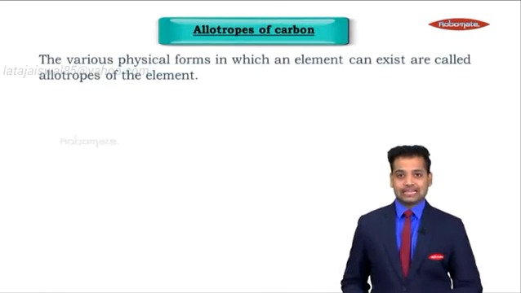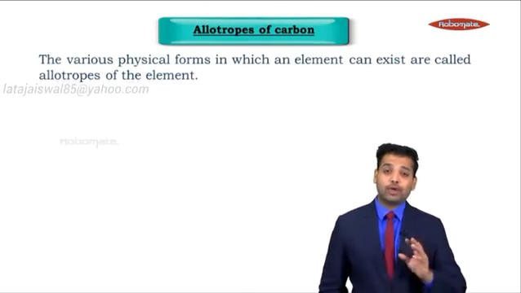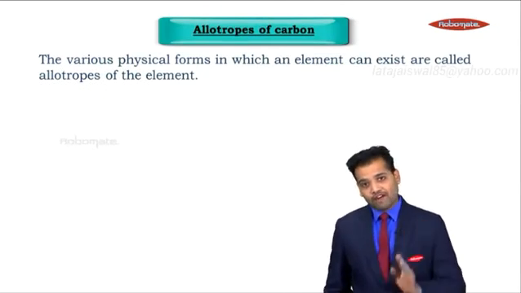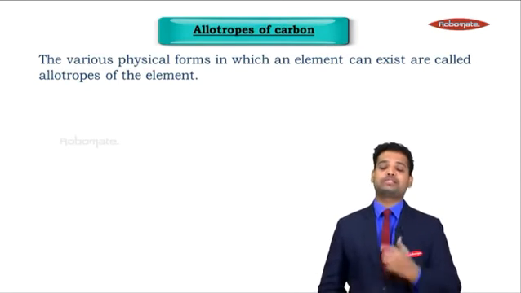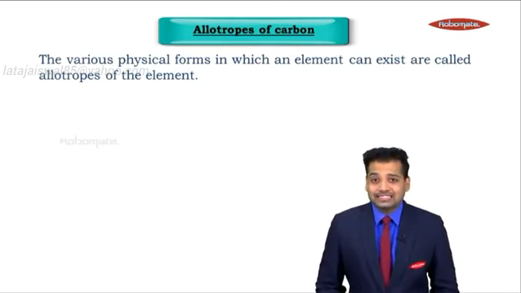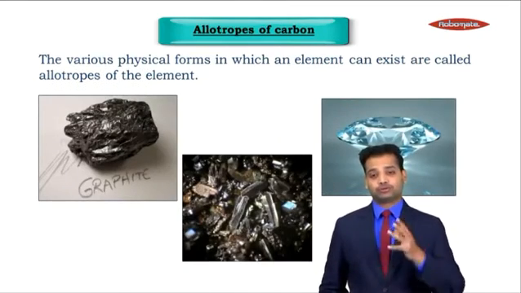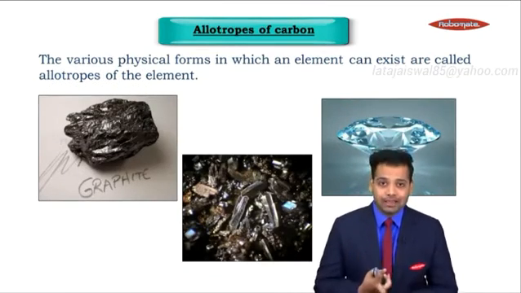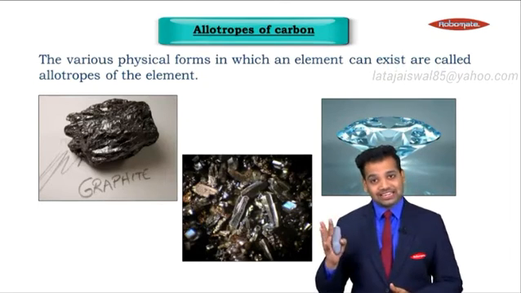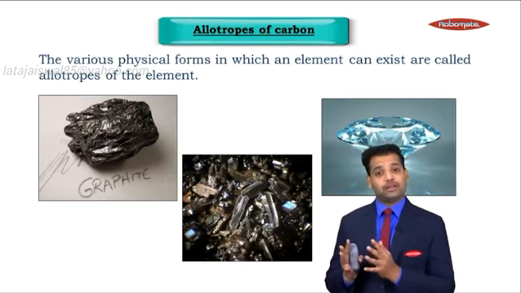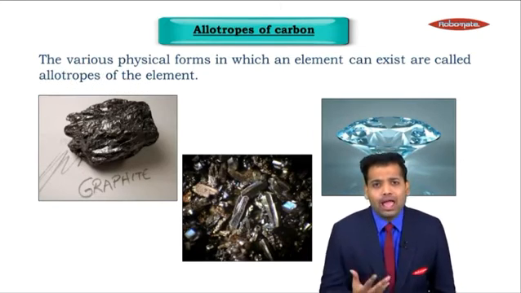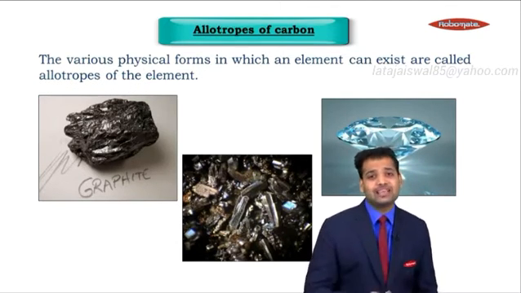Allotropes of carbon. Basically, it is a property of an element to exist in various forms. The various physical forms in which an element can exist are called allotropes. And carbon has various allotropes, for example, graphite, diamond and fullerene. Graphite is on the left hand side, diamond above me, and fullerene is the one in the center. Why are they different if they are made up of the same carbon?